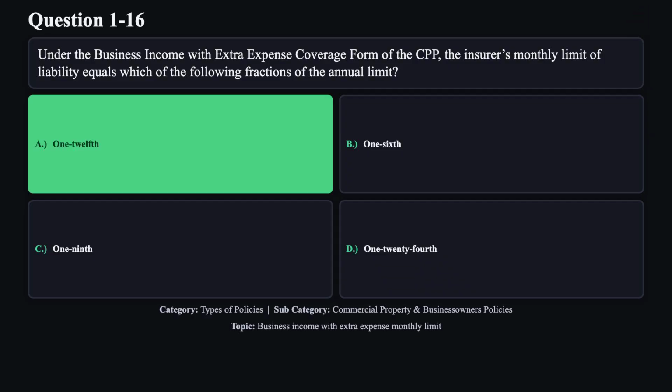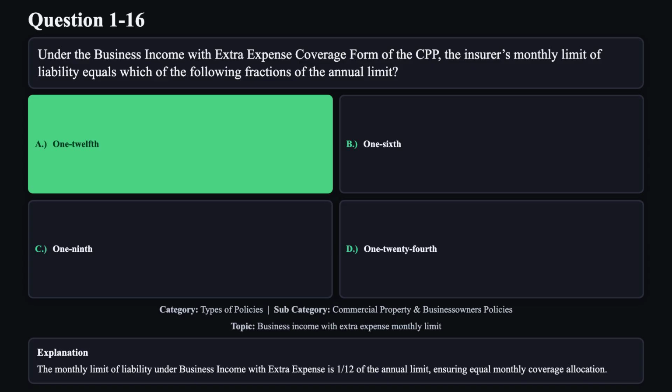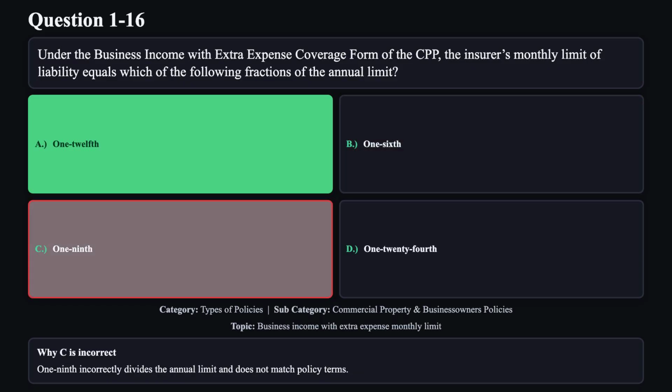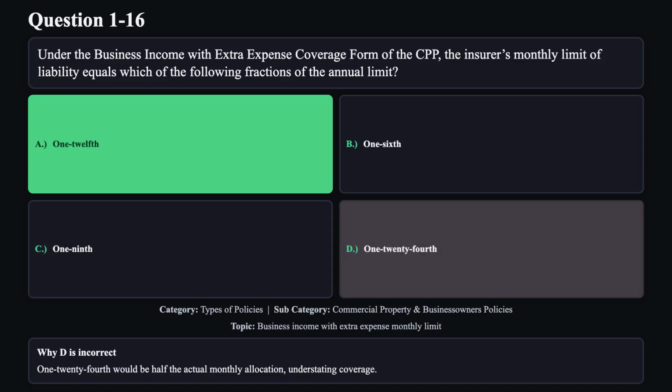The correct answer is A. The monthly limit of liability under business income with extra expense is 1/12 of the annual limit, ensuring equal monthly coverage allocation. Reason B is not correct. 1/6 would allocate 2 months of coverage, overstating the monthly limit. Reason C is not correct. 1/9 incorrectly divides the annual limit and does not match policy terms. Reason D is not correct. 1/24 would be half the actual monthly allocation, understating coverage.